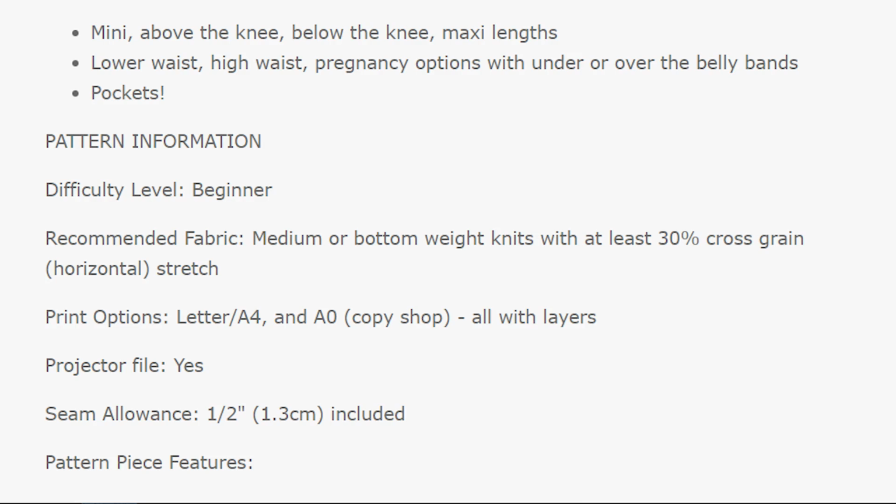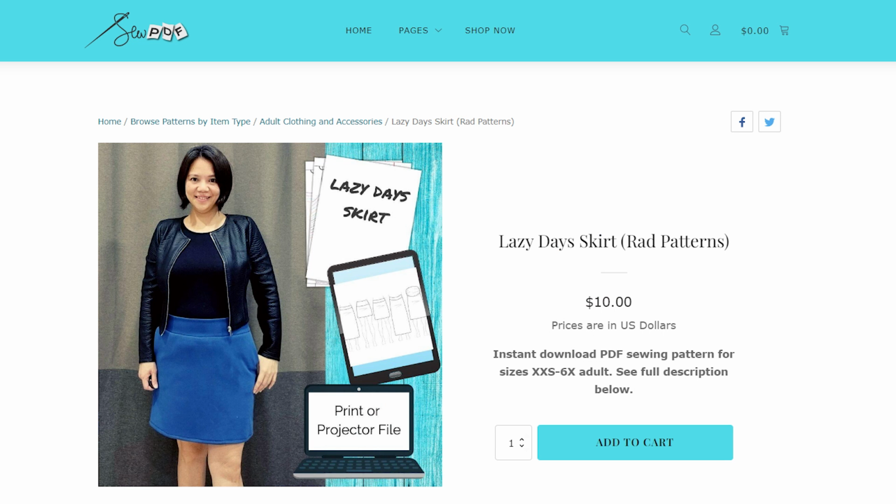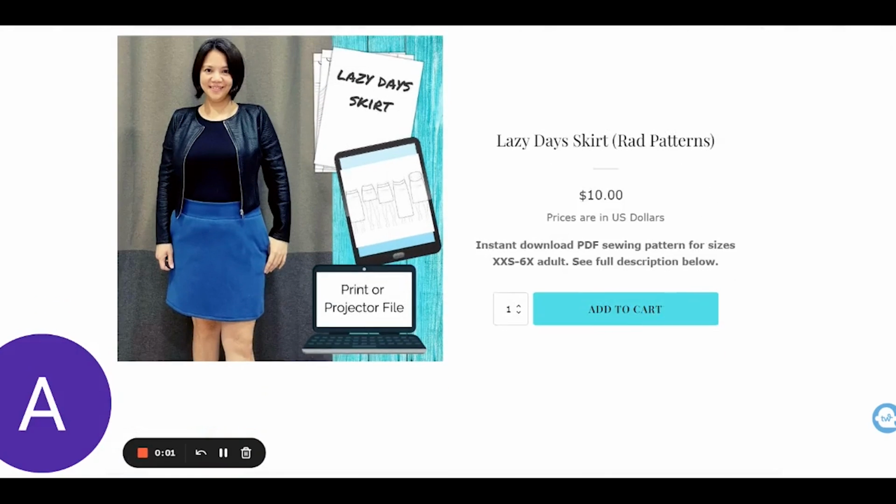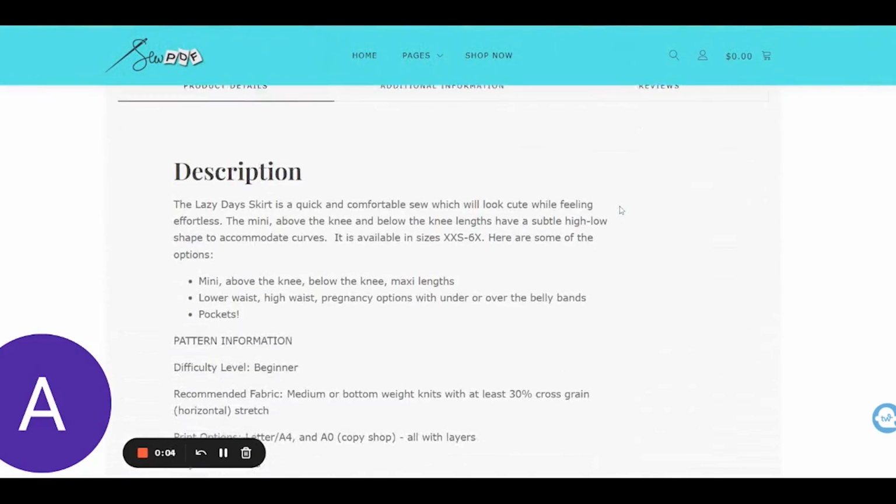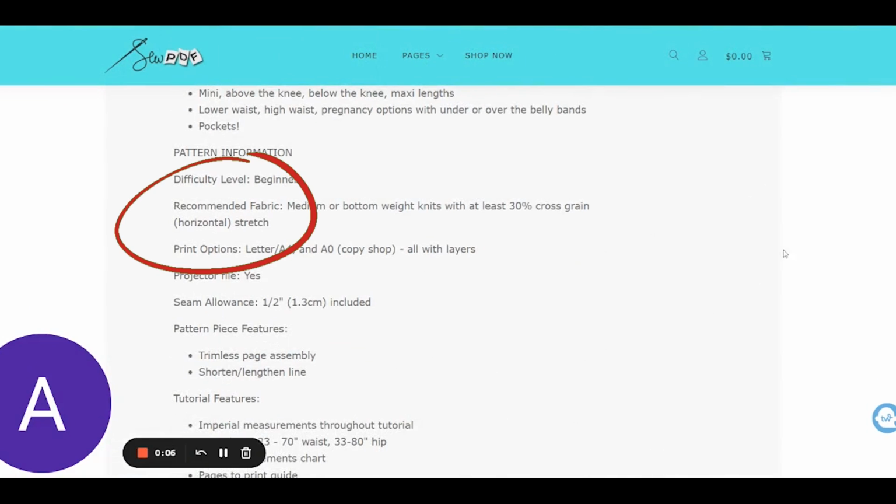Sewing patterns don't often recommend a specific weight of fabric. They're usually more concerned about the drape or structure. But sometimes you'll see that they'll recommend bottom weight fabric. And this means a heavy weight fabric that is generally used for pants or skirts, thus bottom weight. All of the sewing pattern listings at sewpdf.com have fabric recommendations right in the pattern listing, so you know what fabric is recommended before you even purchase.